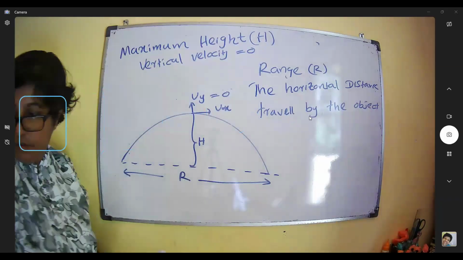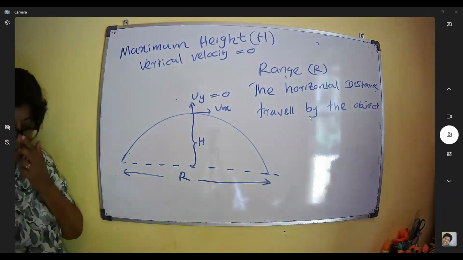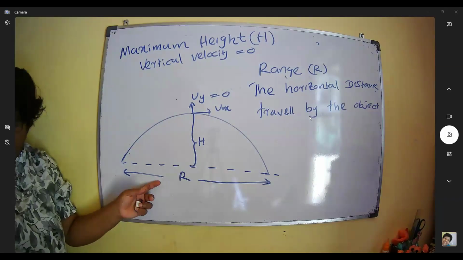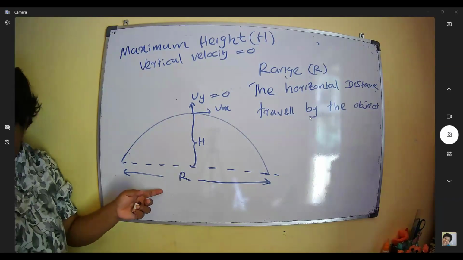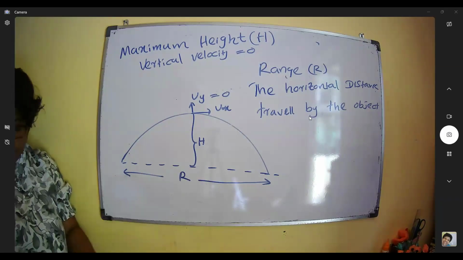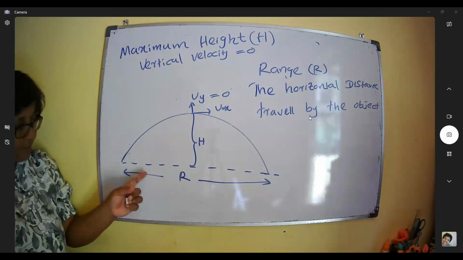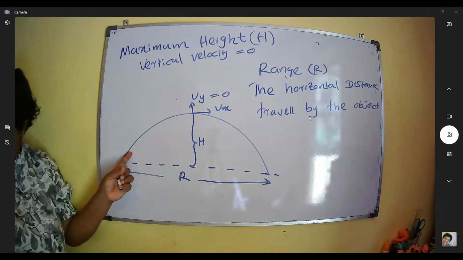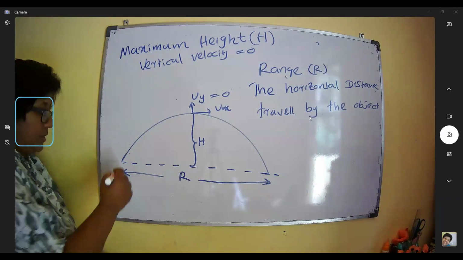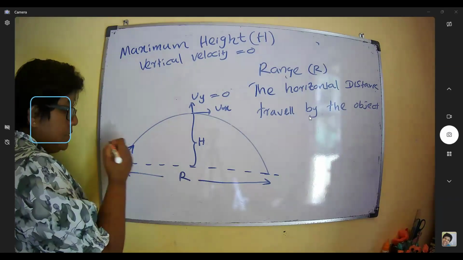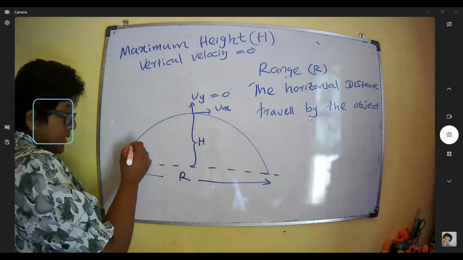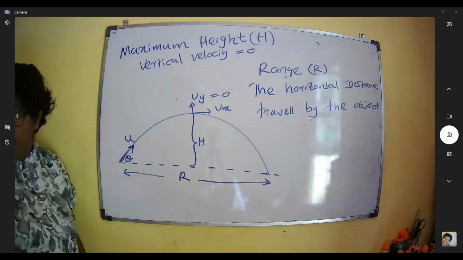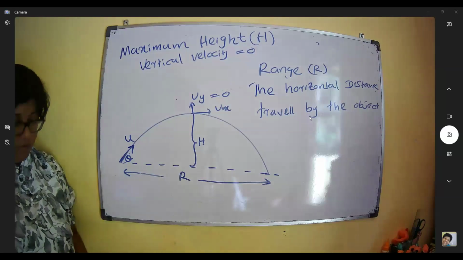The distance traveled by the object horizontally is represented by R, the range, right? It is measured along the horizontal axis direction and it depends on the initial velocity and angle. There is no effect by gravity. It depends on theta and u, right?